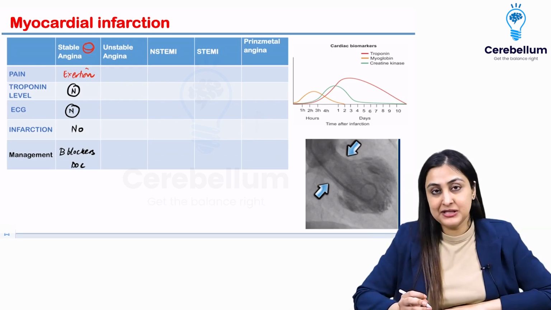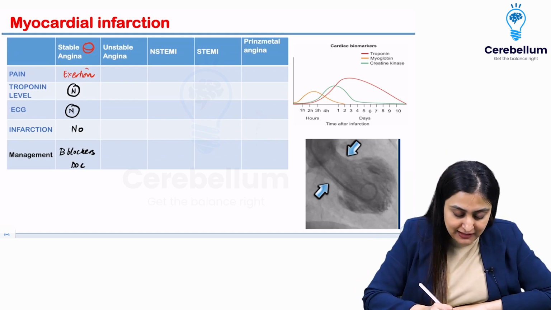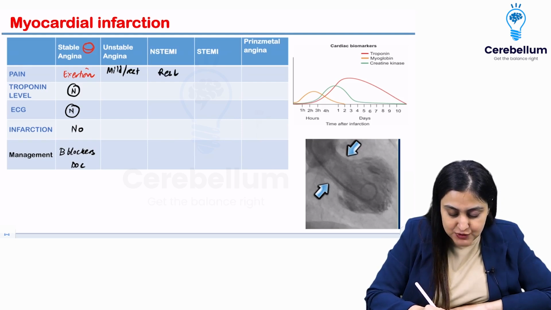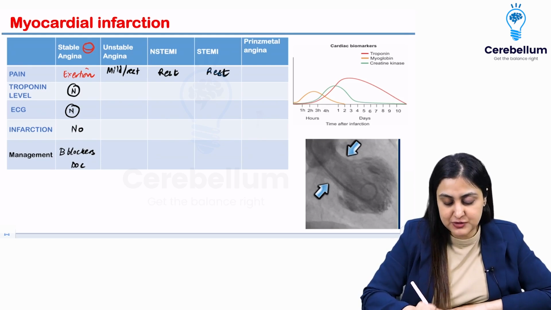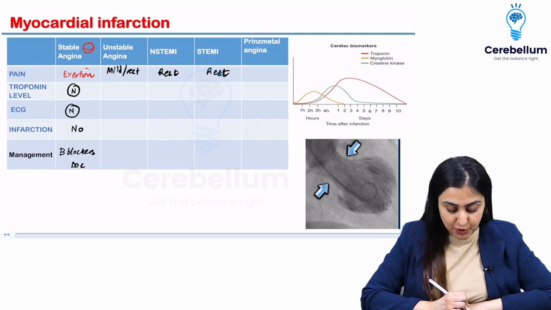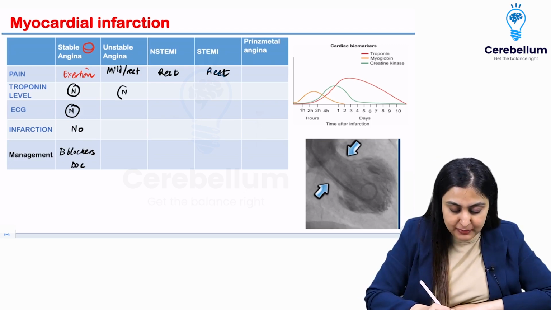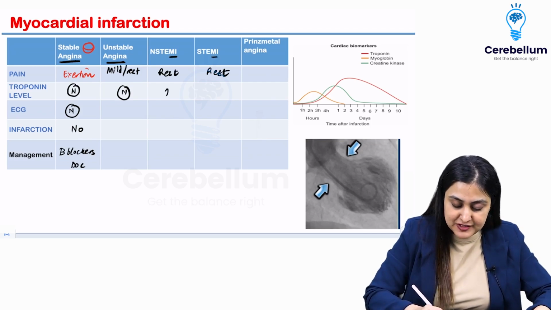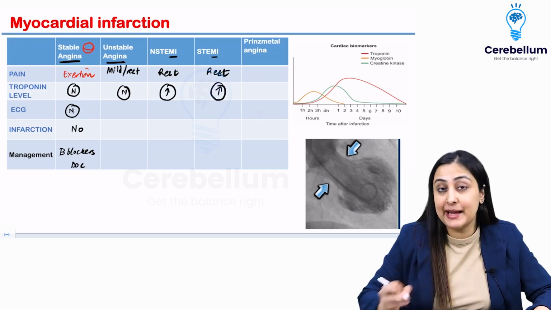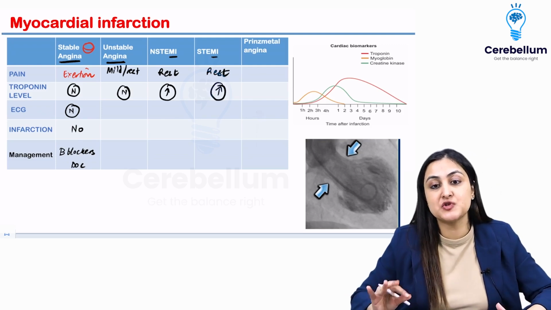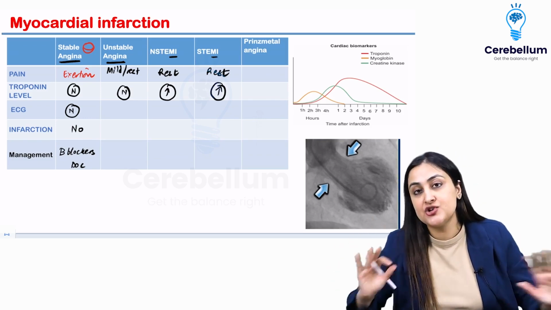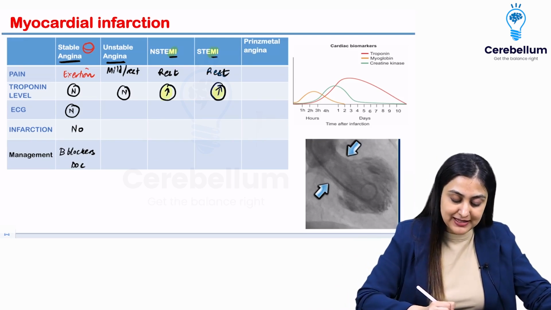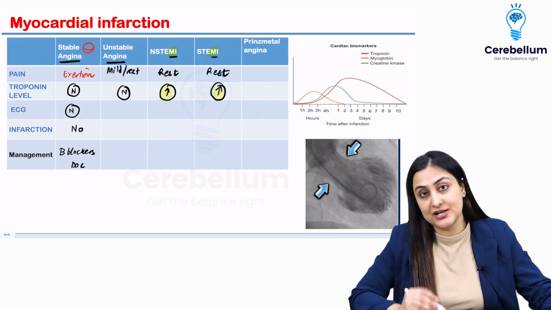Now we go on to unstable angina and non-STEMI. So what we have here is pain which could be on mild exertion or on rest. NSTEMI is on rest as well, whereas STEMI is also chest pain on rest. So this is what is similar to all of them. Troponin level is going to be normal in angina. So what is the difference? When I say angina and when I say MI, the difference is actually troponin. So whenever the word MI comes in, myocardial injury, troponin has to be raised. So when I read the word MI, by default troponin has to be raised, whereas if it is an angina, troponin has to be normal.